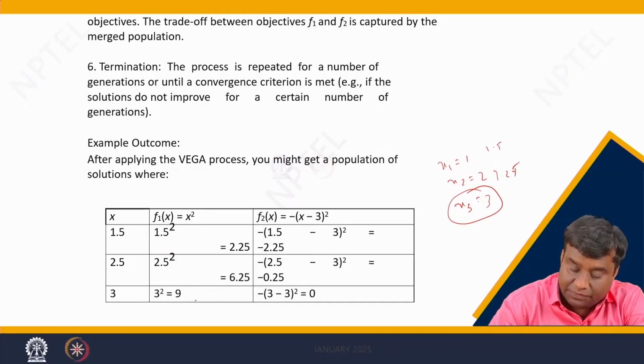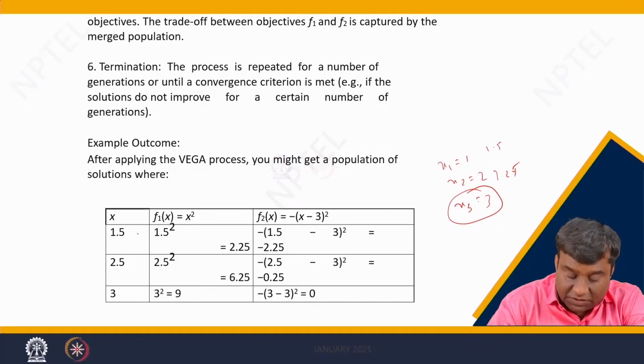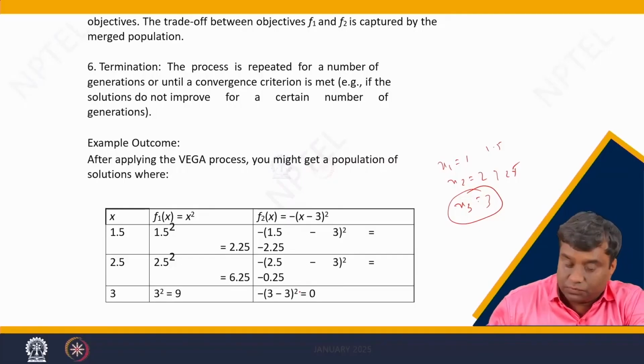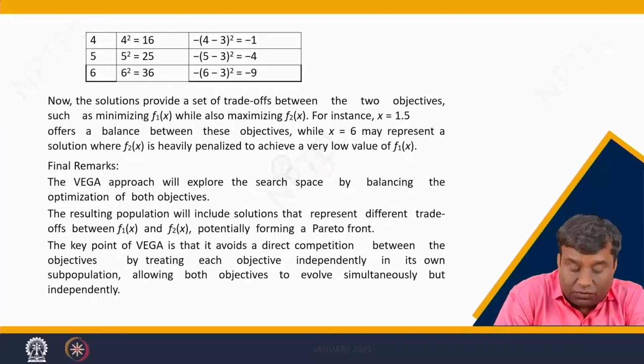F1 for 3 is 3 square. Similarly, for f2x, that is minus of x minus 3 whole square, so it is minus of 1.5 minus 3 whole square, that is minus 2.25. For 2.5, it is 0.5 whole square, 0.25, minus of that. And for 3 it is 0. Here also, 4, 5, 6, so 4 square 16, 5 square 25, and here you get minus 4, and for 6, 6 minus 3 whole square, minus of that, so that is minus 9.